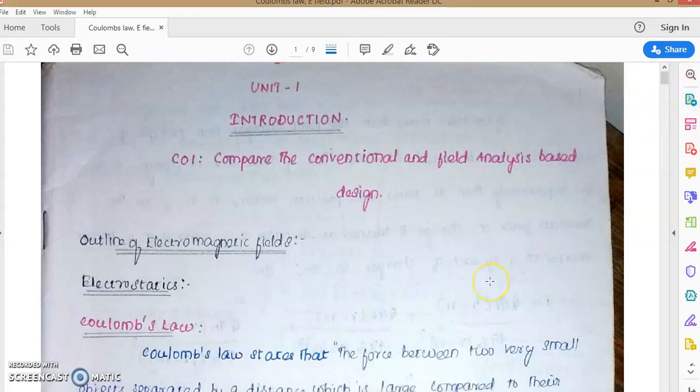Today we are going to see about Unit 1, that is, introduction to CAD of electrical apparatus. The CO1 for this unit is to compare the conventional and field analysis based design.